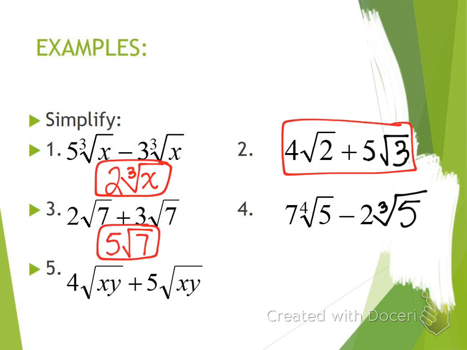On number 4, do we have the same index? No. One of them is a 4th root. The other one is a cube root. If they don't have the same index, we do not even have to keep asking ourselves questions. Those cannot be combined, so we leave it alone.